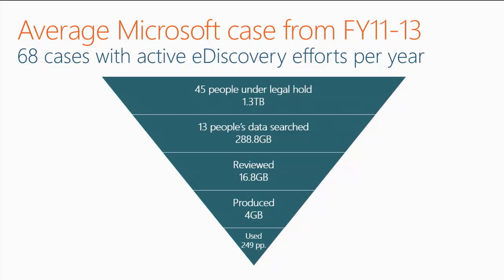So we analyzed our docket over the last 3 years and looked at the cases that have had more than preservation work, but I mean actually search and review work. And there's been an average of 68 cases per year. And the average case breaks down as follows, right? We're usually placing about 45 people under hold, right?